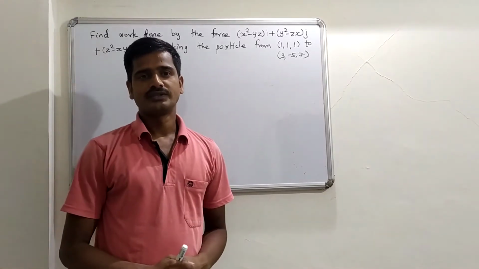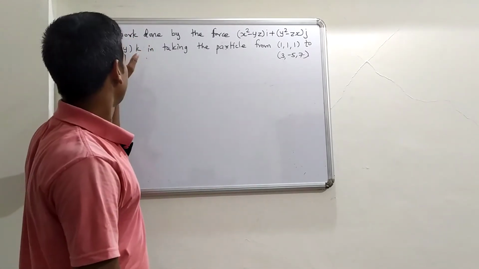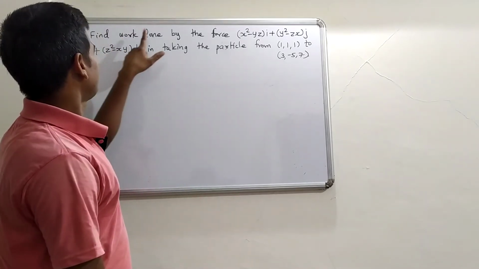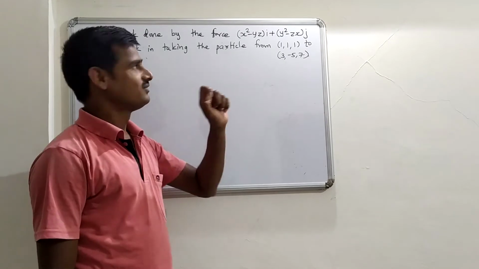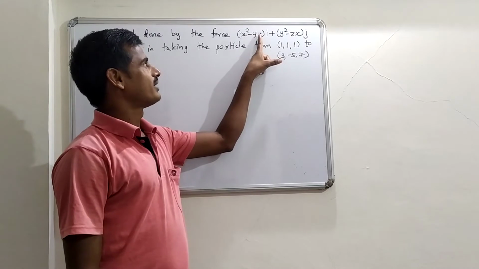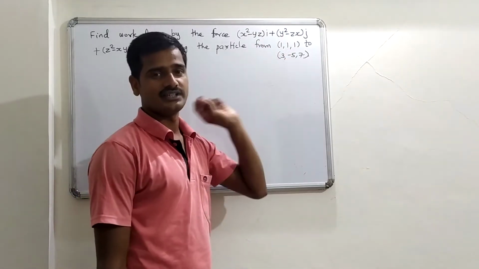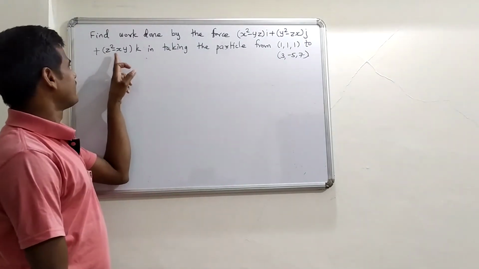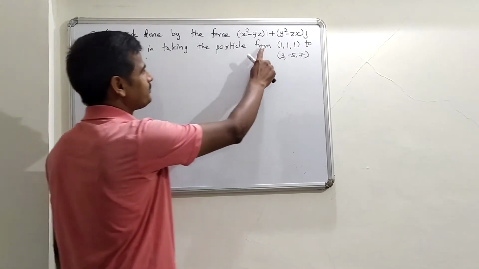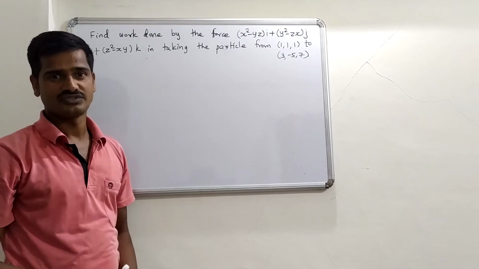Hello students. In this lecture, we will discuss this example. Now, what is this example? Find the work done by the force F bar = (x² − yz) i + (y² − zx) j + (z² − xy) k, in taking the particle from the point (1, 1, 1) to (3, −5, 7).